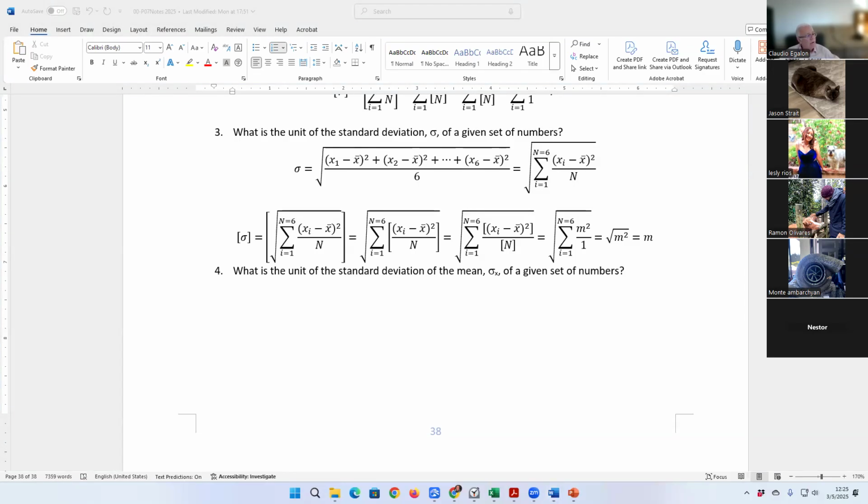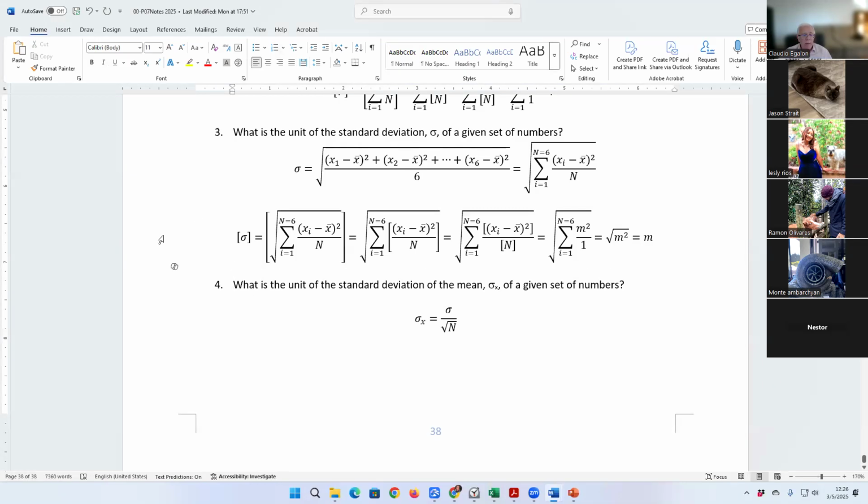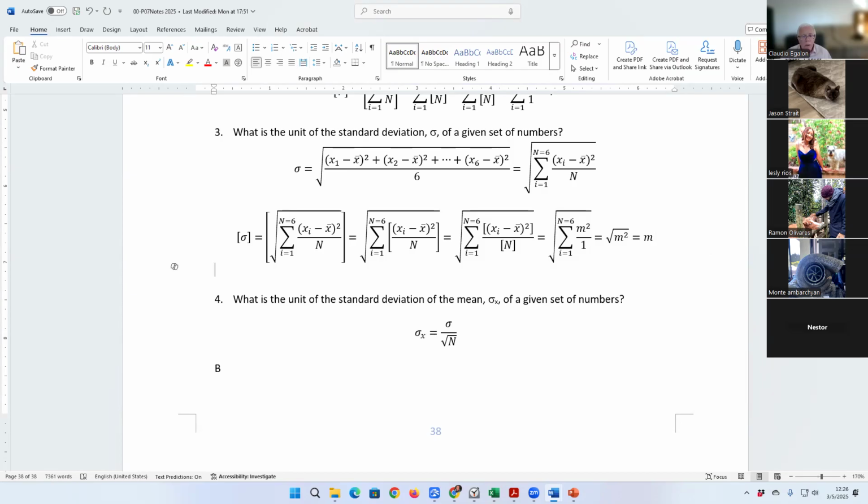Okay, the definition of sigma x is the following. It is sigma over the square root of n. So the unit of this number is going to be the unit of this other number here. And then finally, both sigma and sigma x are, here you go, both the standard deviation is a measure of the spread of your measurements.